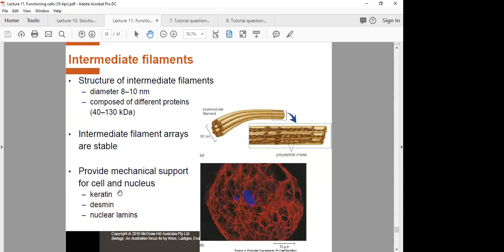Here are some examples of intermediate filaments. Keratin, you're probably familiar with, a really tough protein found within nails, hair, and so on. Here's another example. Nuclear lamins are also intermediate filaments, and they're shown here within the actual nucleus of a cell. So they basically provide that structural support within the nucleus, and they're also known to attach to the DNA.